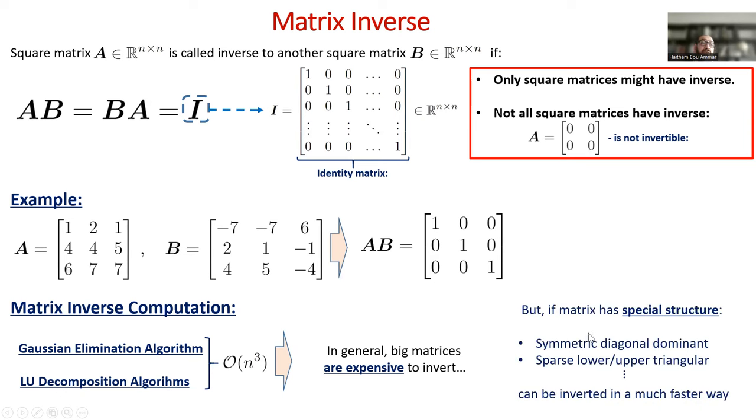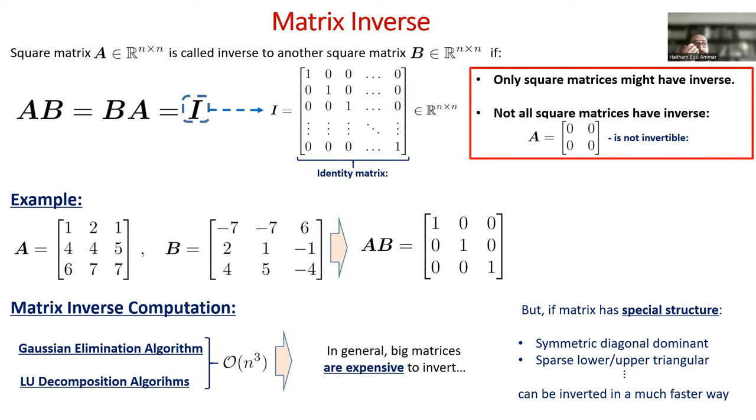But if the matrix has a special structure, we can invert it in a faster way. If it's sparse, or lower or upper triangular, or if it's symmetrically diagonally dominant, there are algorithms that we can actually use to make matrix inverses very, very fast, or at least faster than n cubed. Okay? So again, let's recap this slide.